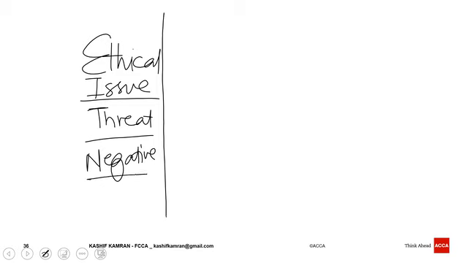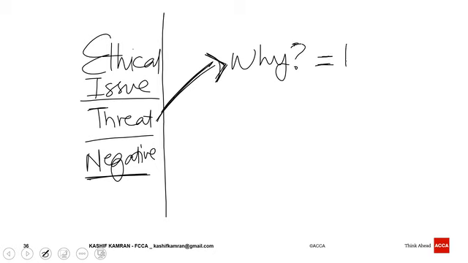Okay, so ethical issues are all negative, right? Now be clear. When you write an ethical issue, you need to justify the threat and why it is a threat. When you write why it is a threat, you're taking 1.5 marks. So that means every ethical threat carries 1.5 marks.